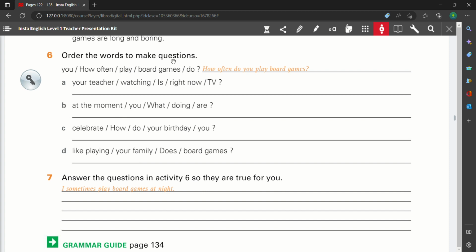Order the words to make questions. So the idea is here. Here you have some words that are not ordered, so you have to order them.